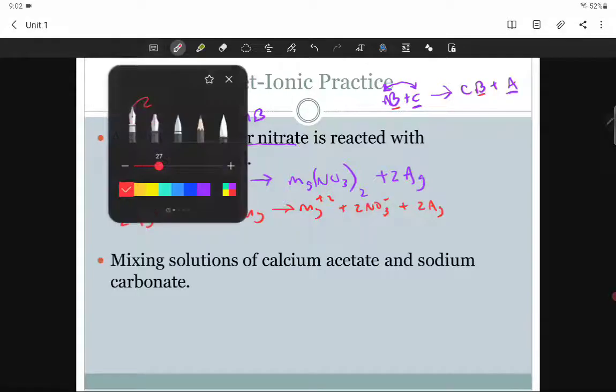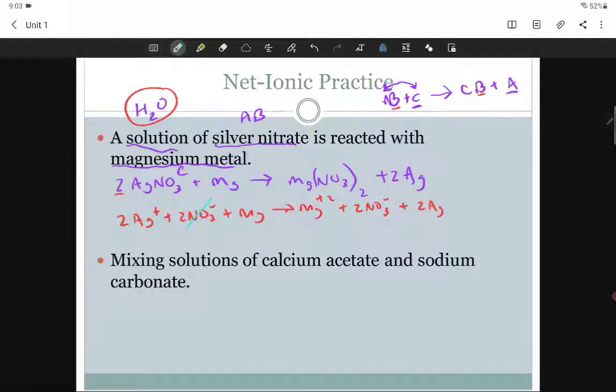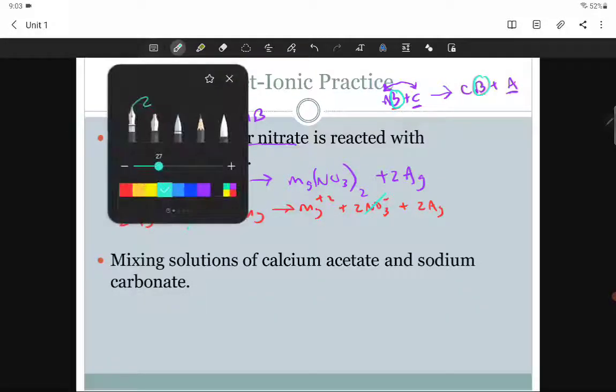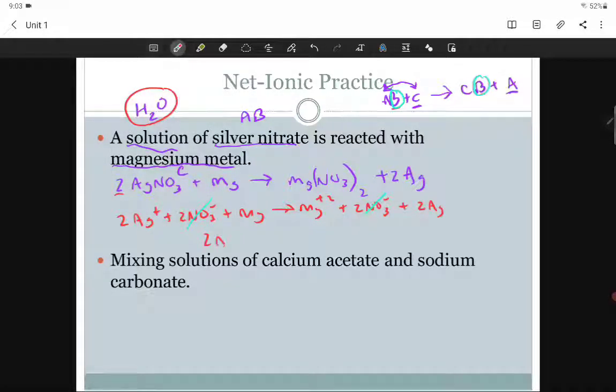But what we do have, we can cancel some things out. The nitrates could cancel, and I already told you that was going to happen. That was our B. Okay, so what's going to be left? We're going to have 2Ag+ plus the magnesium metal goes to magnesium ions and silver metal.